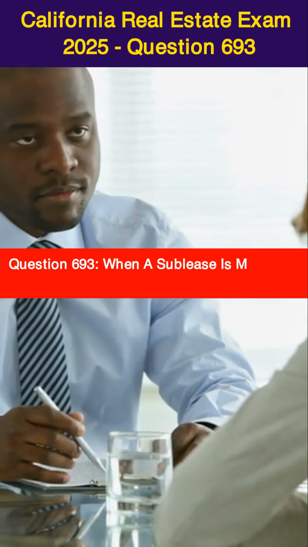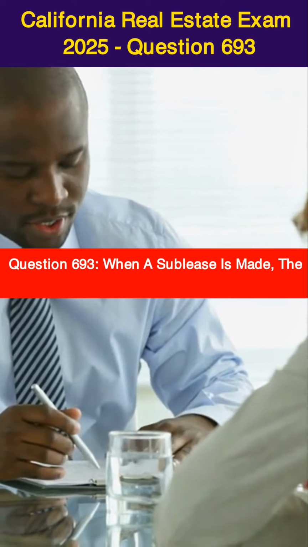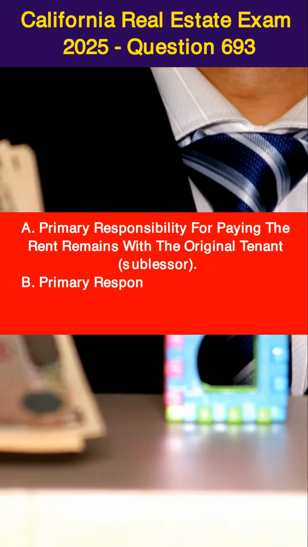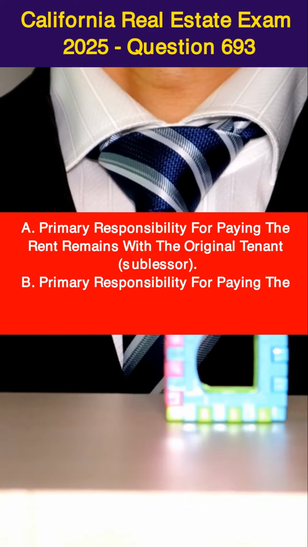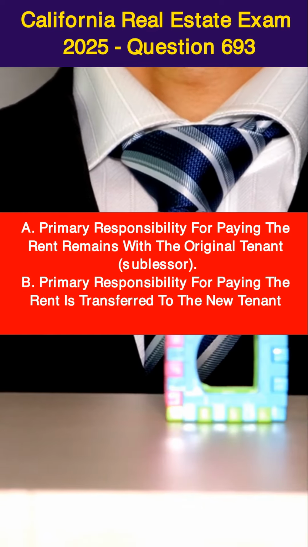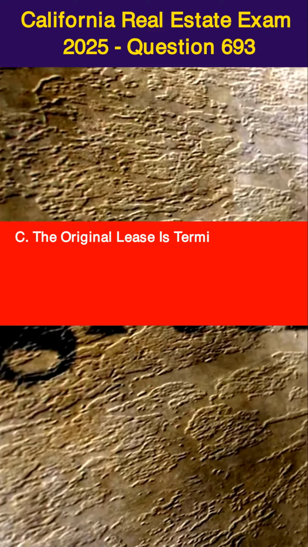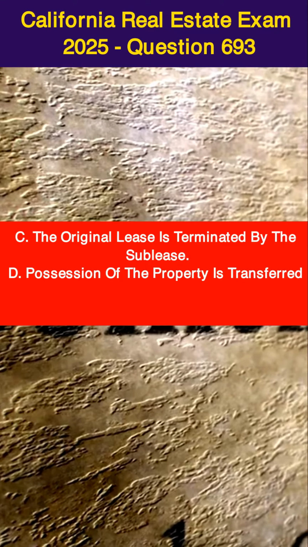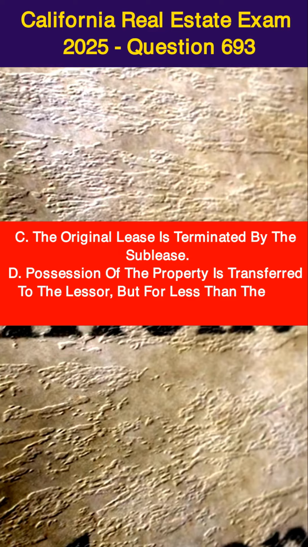93. When a sublease is made, the following occurs. A. Primary responsibility for paying the rent remains with the original tenant, sublessor. B. Primary responsibility for paying the rent is transferred to the new tenant, sublessee. C. The original lease is terminated by the sublease. D. Possession of the property is transferred to the lessor, but for less than the full term.